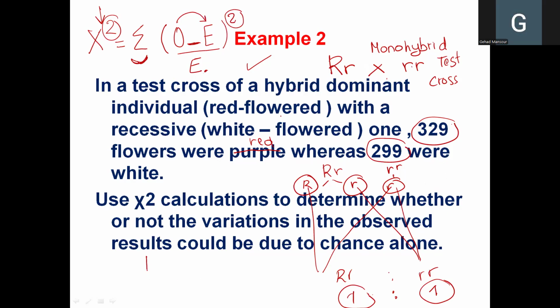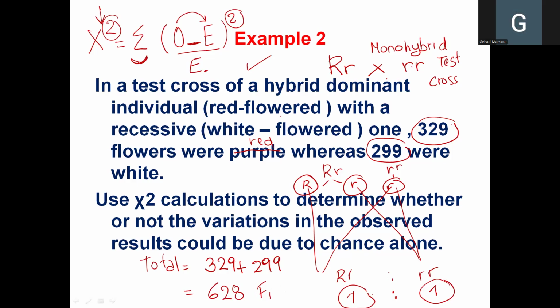So first of all, we should calculate the total number of offspring. The total number of offspring is 329 plus 299. In such a case, the sum would be 9 and 9, this makes 18, 3 and 9, this makes 12, and then it is 628. This is the total number of plants that we obtained in the first filial generation.